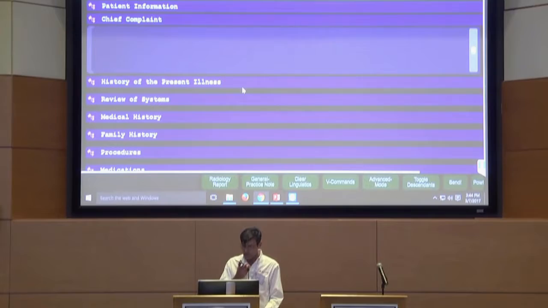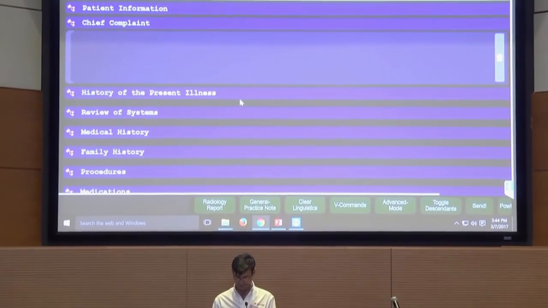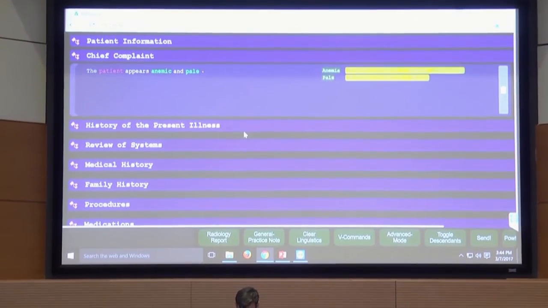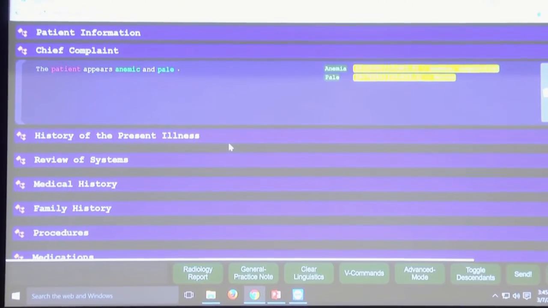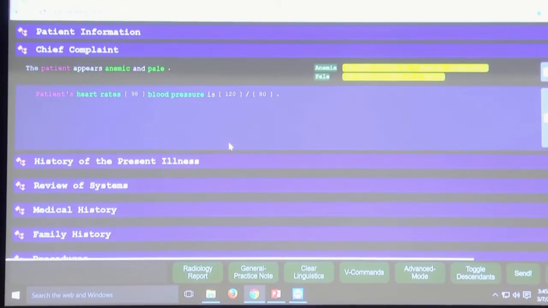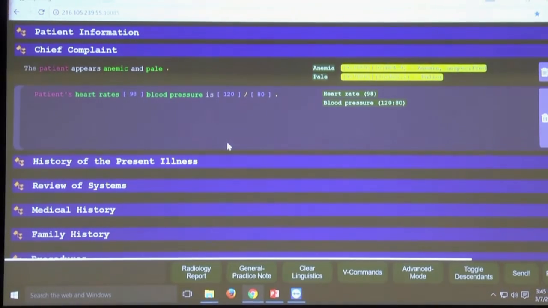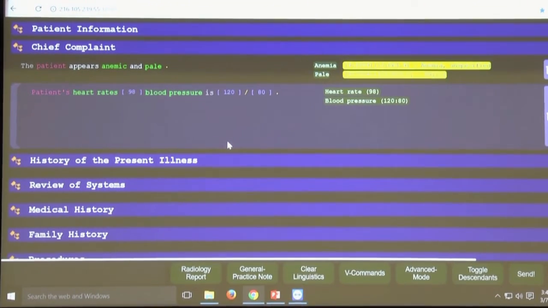The patient appears anemic and pale, period. First one's got to start up. Patient's heart rate's 98 and blood pressure's 120/80, period. The patient presents with severe pain and swelling in the left knee due to microtears, limb patella tendon, period.